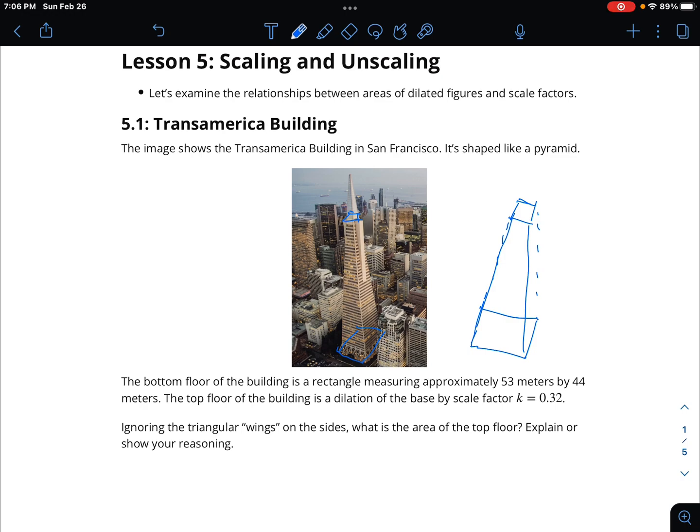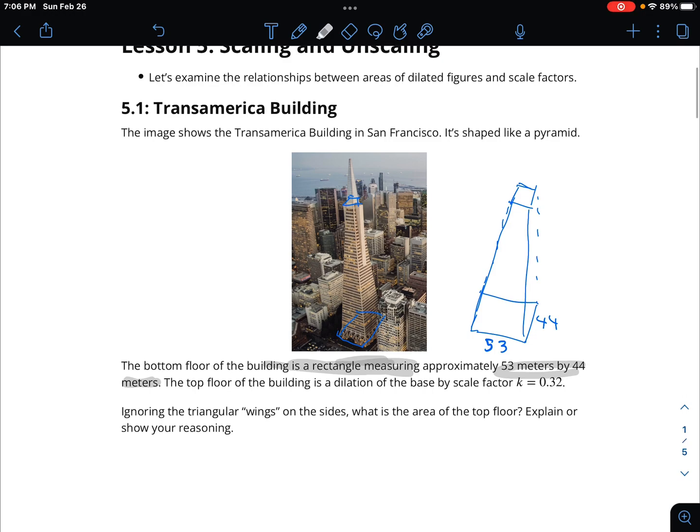measures 53 by 44 meters. It's not a square, it's a rectangular base. Sorry, if I read the first sentence, it said it's a rectangular base measuring 53 by 44. What it's asking you here is what happens to the top floor? Ignoring the wings, what is the area of the top floor? Well, the area of the bottom floor is 53 times 44.